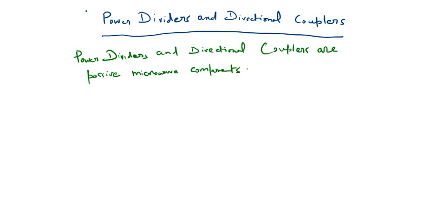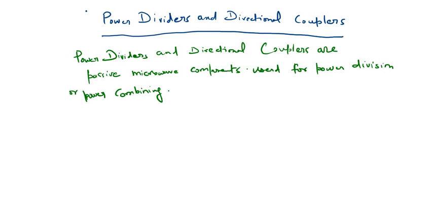So in this class we are going to see the power dividers and directional couplers. Power dividers and directional couplers are basically the passive microwave components used for power division or power combining.